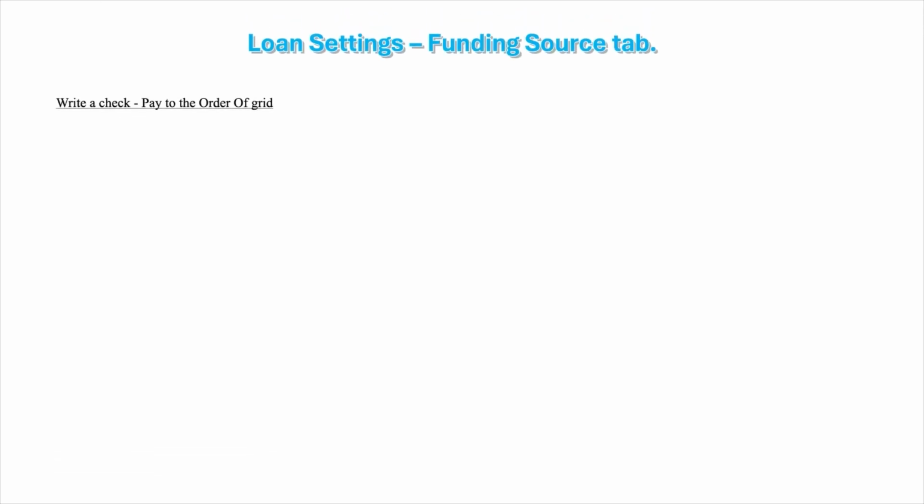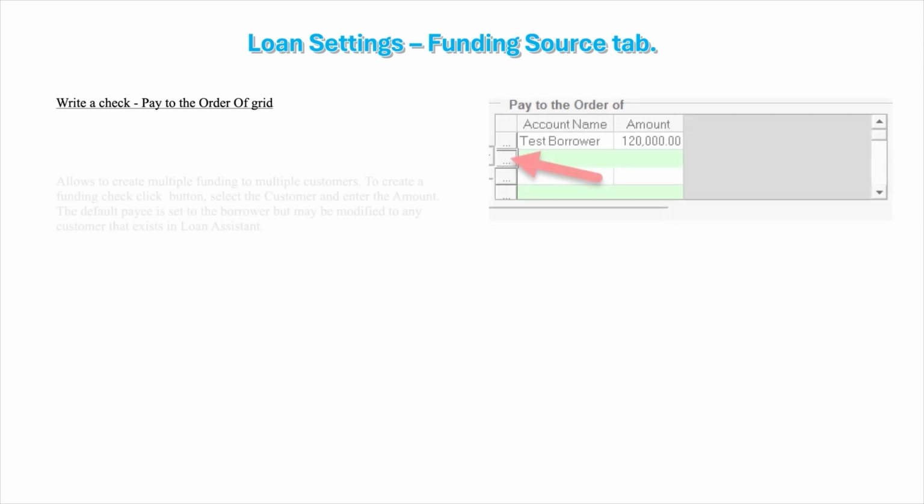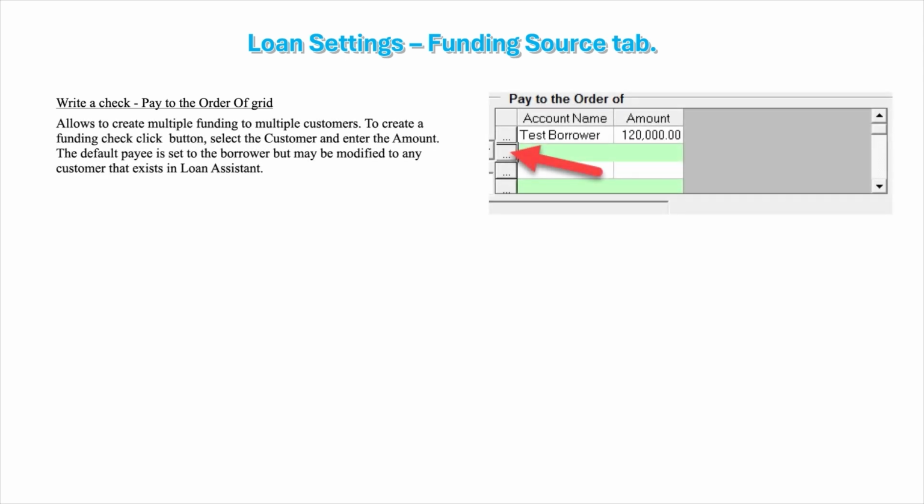Write a check. Pay to the order of grid allows you to create multiple fundings to multiple customers. To create a funding check, click the button, select the customer and enter the amount. The default payee is set to the borrower, but may be modified to any customer that exists in LoanAssistant.